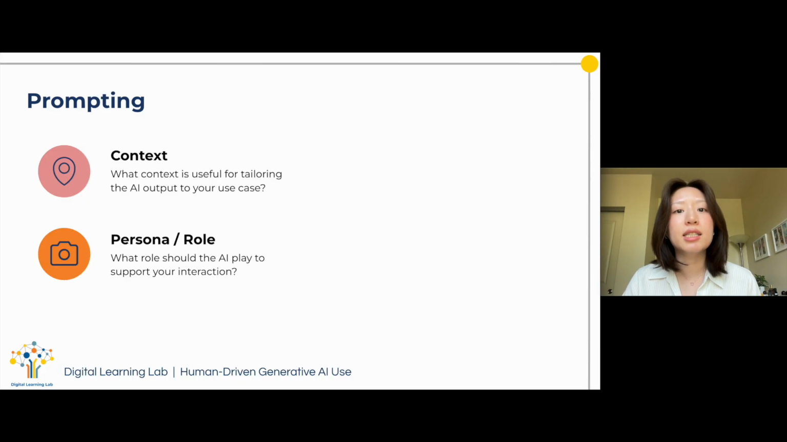Another technique is to assign the AI a persona to take on during your interaction. By doing this, you can tell the AI a lot about the type of tone, complexity, and language level to use in the AI output without needing to write out all those details yourself. This can be a great way of brainstorming your writing for different audiences or genres.